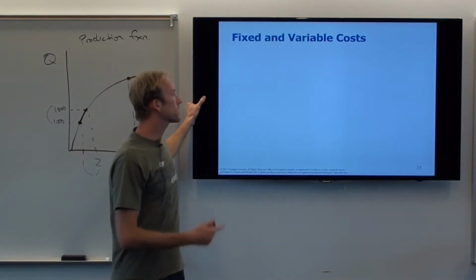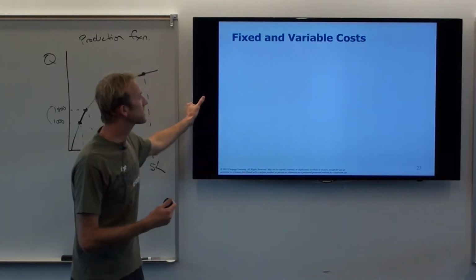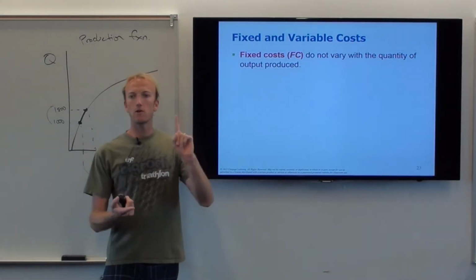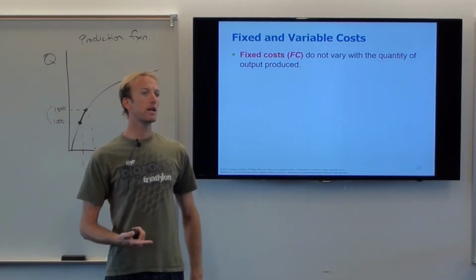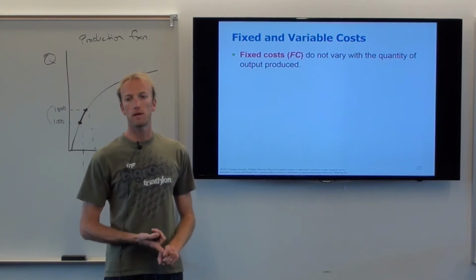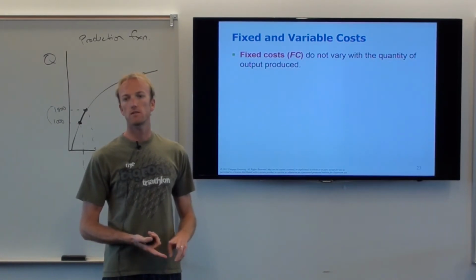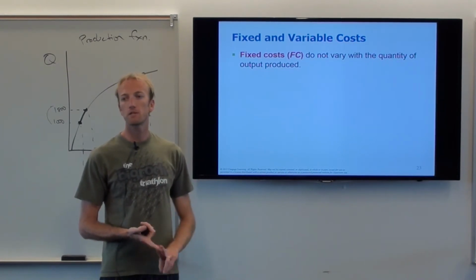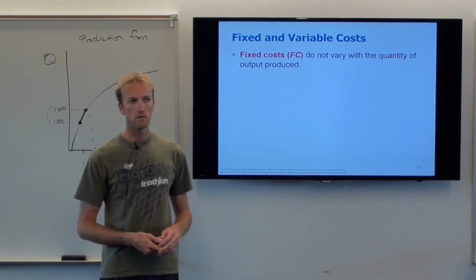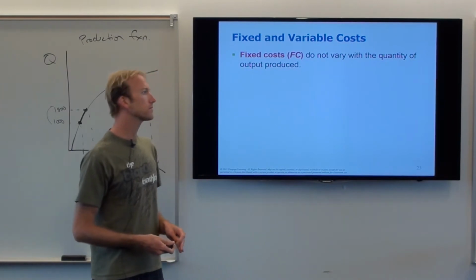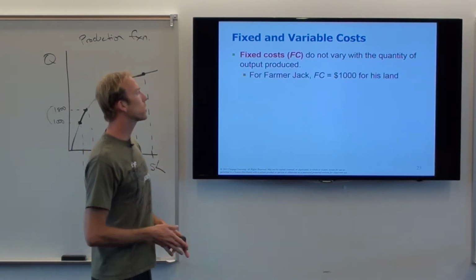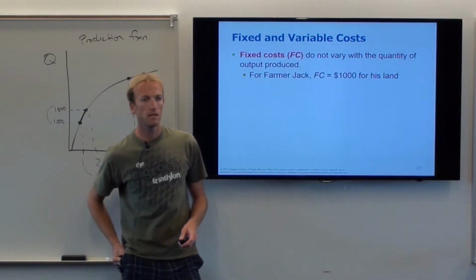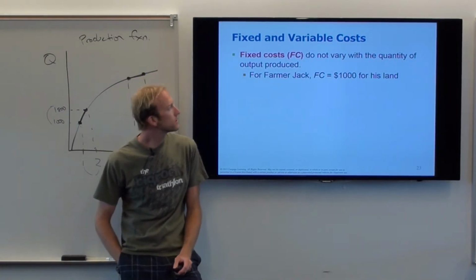Okay. Let's define fixed and variable costs real quick. Fixed costs are costs that you always have to pay. They don't change depending on how much output you make. Fixed costs, they don't change. You always have to pay them no matter how much quantity, how much product you make. Okay. So what was Farmer Jack's fixed cost? His land. Right? He always has to pay $1,000.